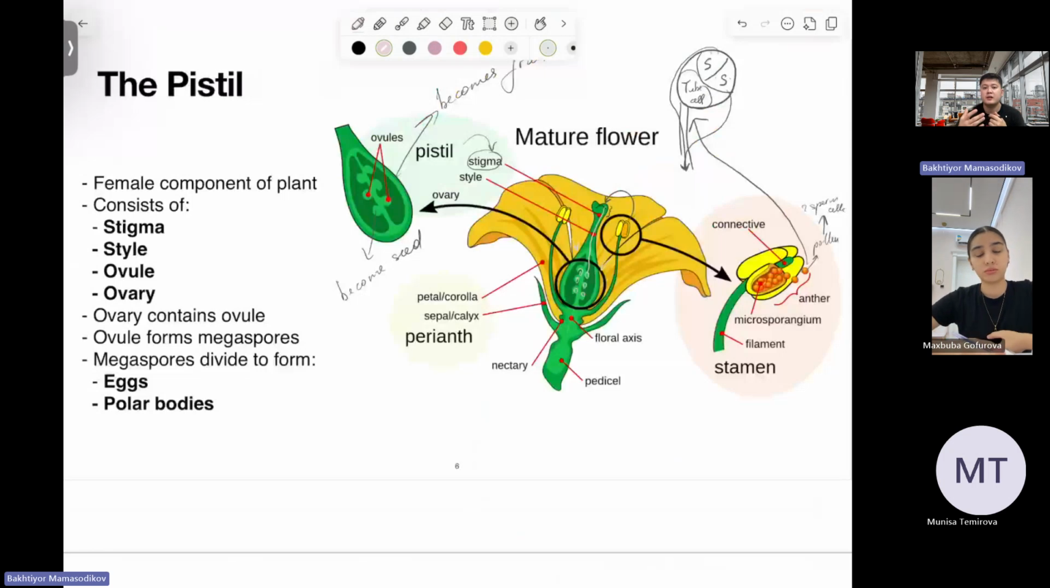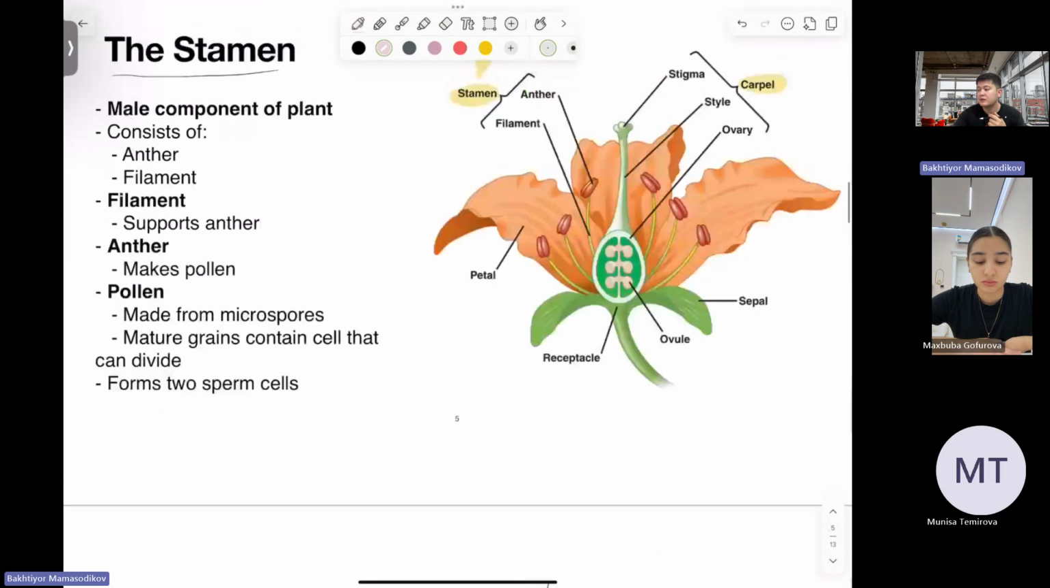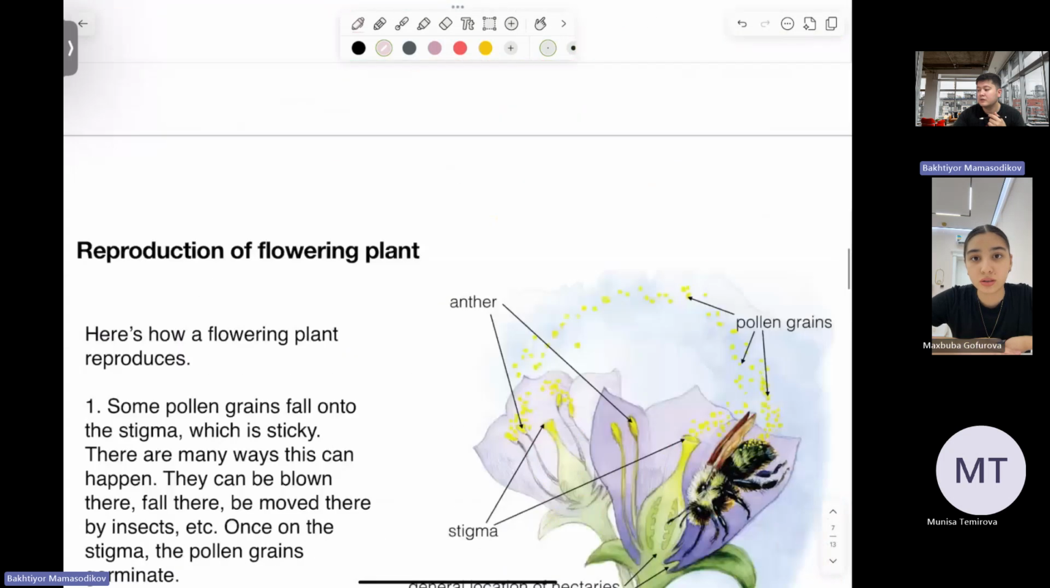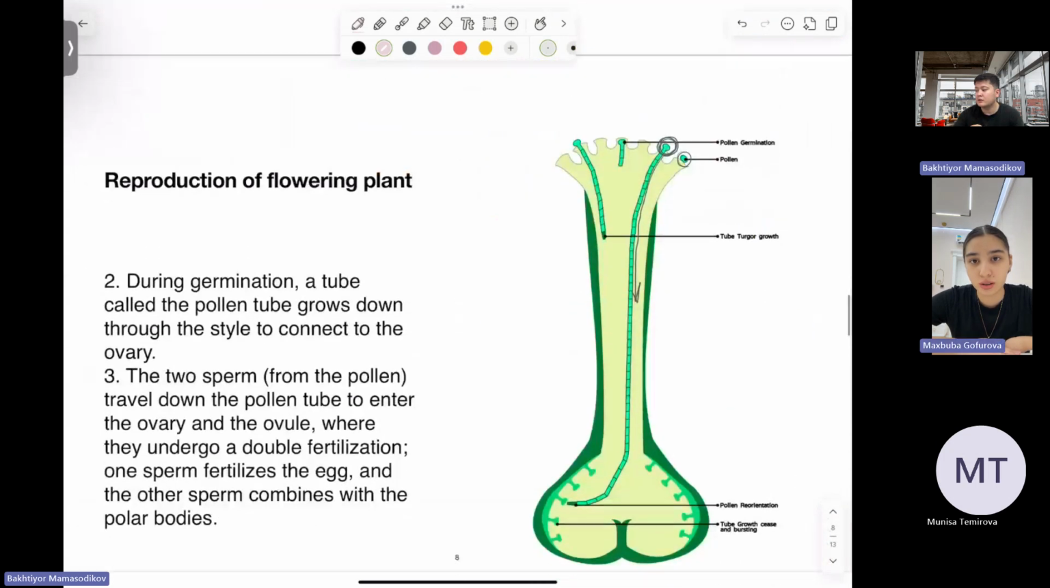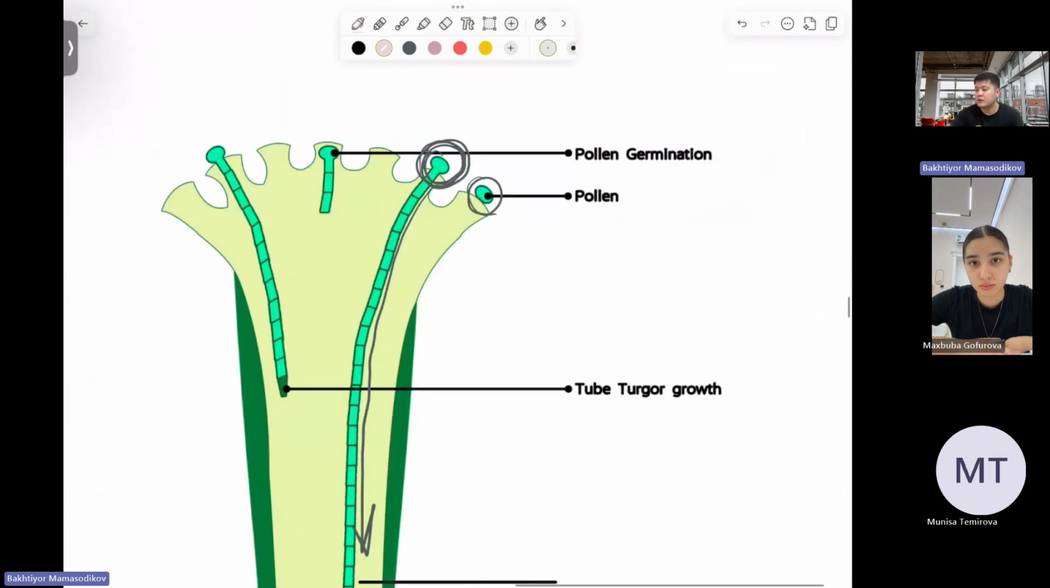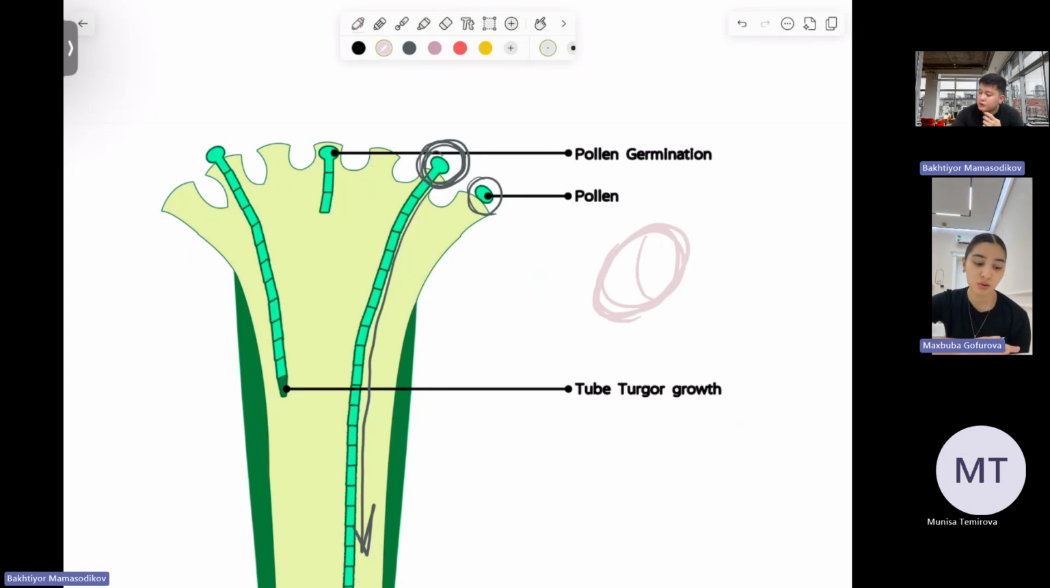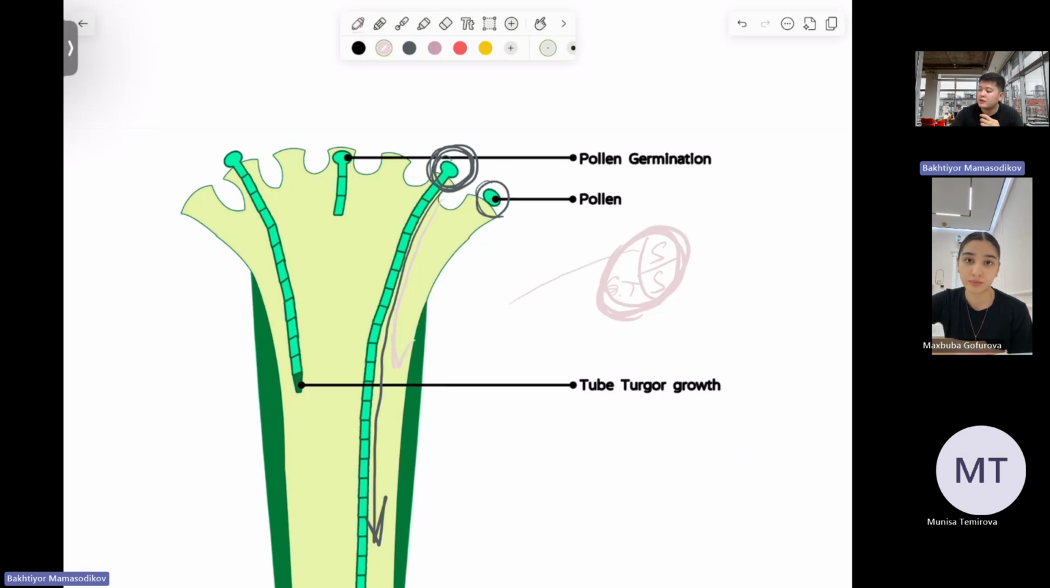In each pollen, there is inside one, what? Inside what? In one pollen, there are two sperm cells and one growing tube. This growing tube is going to grow, and two sperm cells, they're going to enter, right?